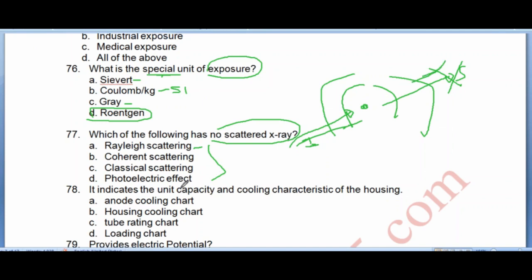Pumasok, lumabas. Photoelectric effect. Ito yung ating nucleus. Photoelectric effect, there is an ionization at the K shell. So, may ejected electron. Yung electron is na-eject. That is called photoelectron. Siya po yung ating incident X-ray ay hindi na po lumabas dahil na-absorb po siya dito sa K shell. So, ibig sabihin, walang scattered X-ray ang photoelectric effect. So, ito po yung tamang sagot.